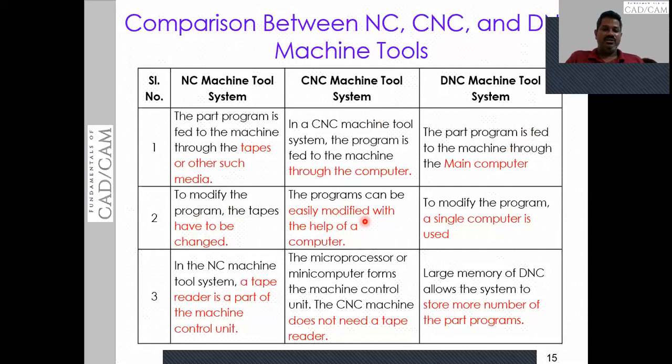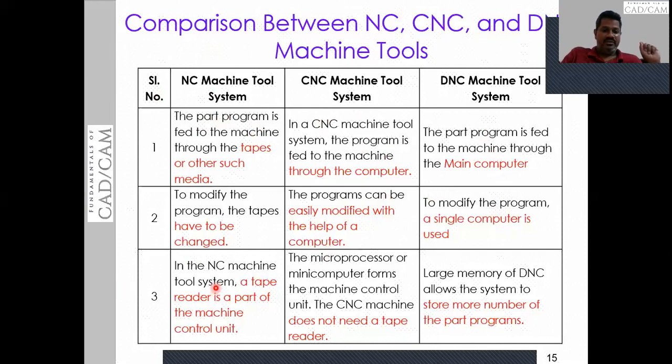This feature is not possible in the case of NC machine tools, because an NC machine is a hardwired computer. Everything is hardwired, meaning you don't have any software to edit that. But in CNC and DNC, everything is software, meaning the machine tool will receive the instructions in the form of a soft copy.